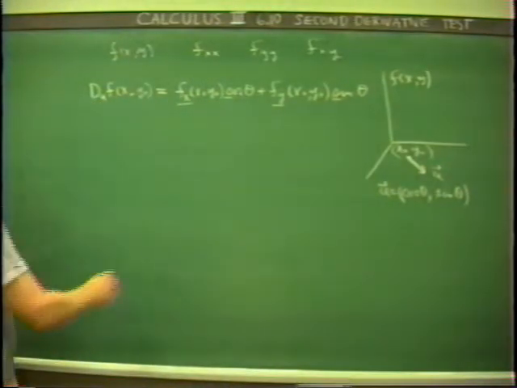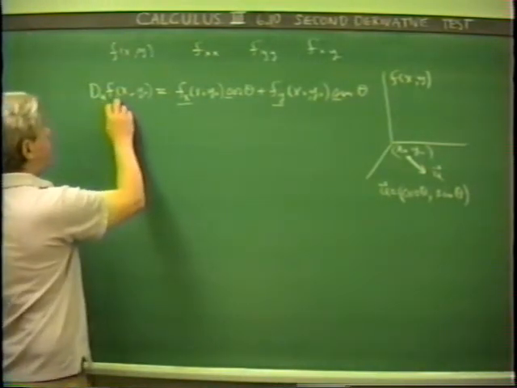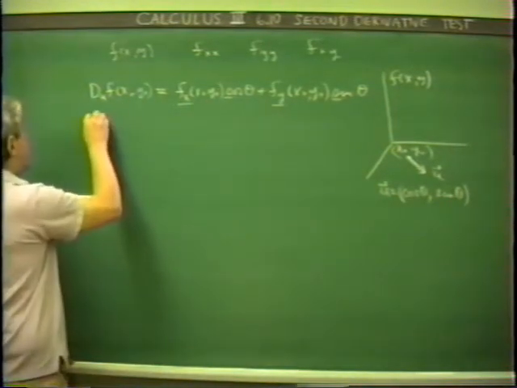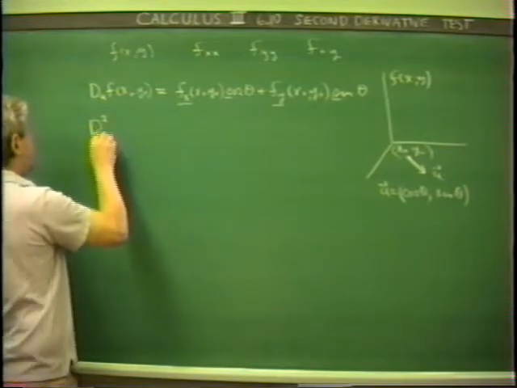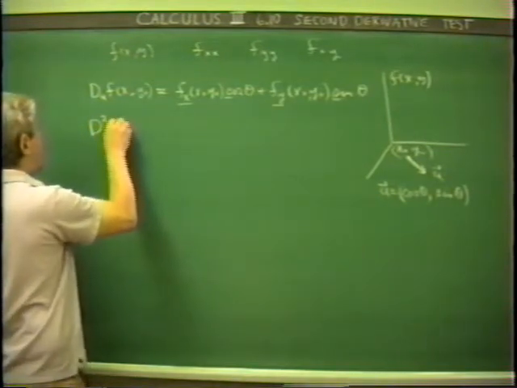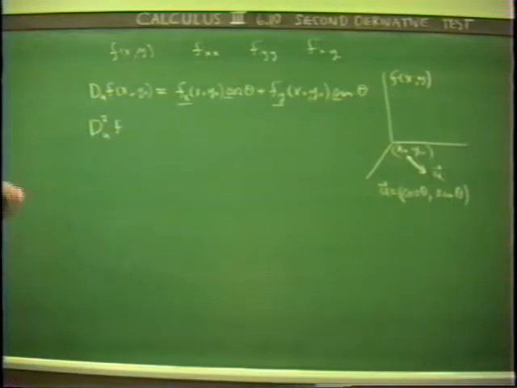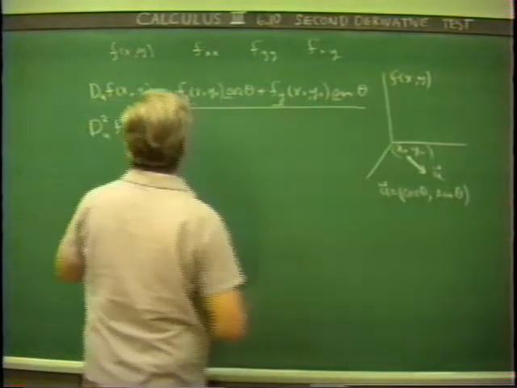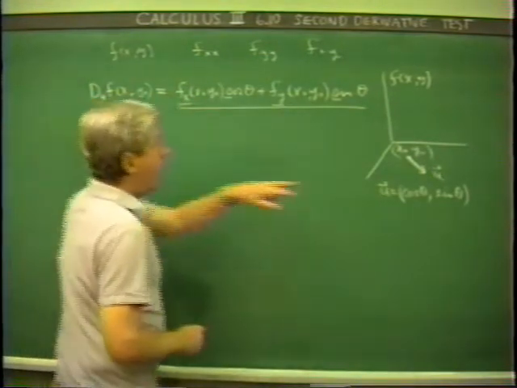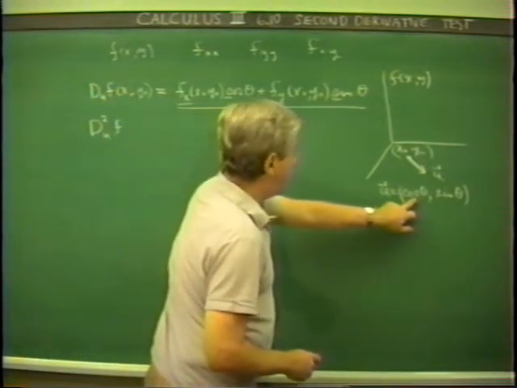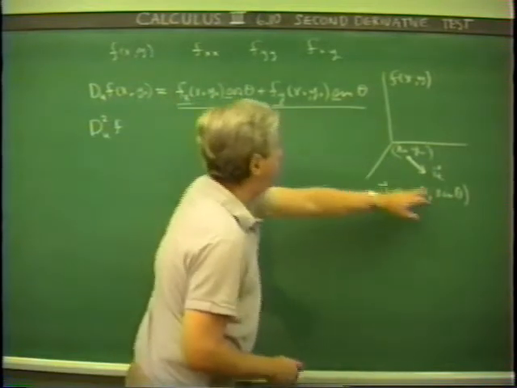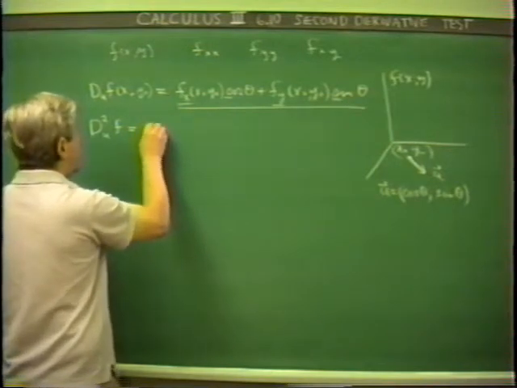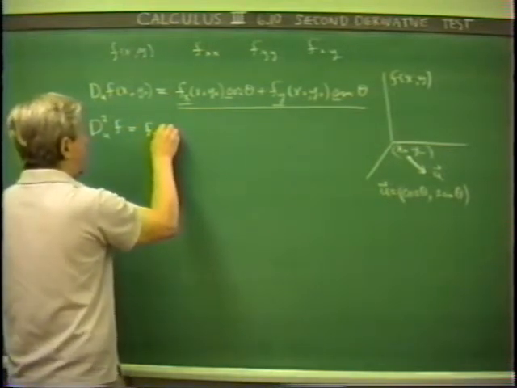Okay, what I want to do now is keep this direction u fixed. If the directional derivative exists, this defines a function of x and y. What we can do is take the second directional derivative of f in the direction u. What does that mean? Well, this is a function of x and y. We take its partial with respect to x, multiply that by cosine theta, and a partial with respect to y multiplied by sine theta.